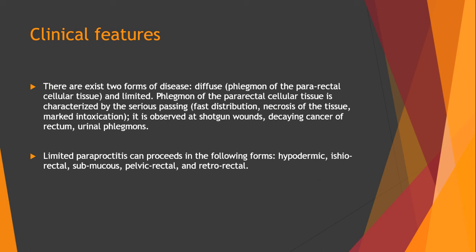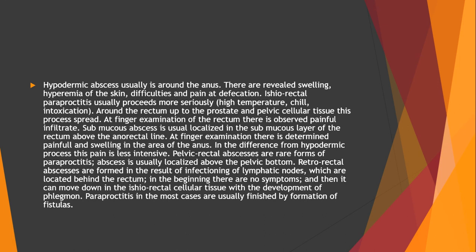Limited paraproctitis can proceed in the following forms: hypodermic, ischiorectal, submucous, pelvic rectal and retrorectal. Hypodermic abscess usually is around the anus. There are revealed swelling, hyperemia of the skin, difficulties and pain at defecation. Ischiorectal paraproctitis usually proceeds more seriously. High temperature, chill, intoxication around the rectum up to the prostate and pelvic cellular tissue. This process spreads. At finger examination of the rectum there is observed painful infiltrate.